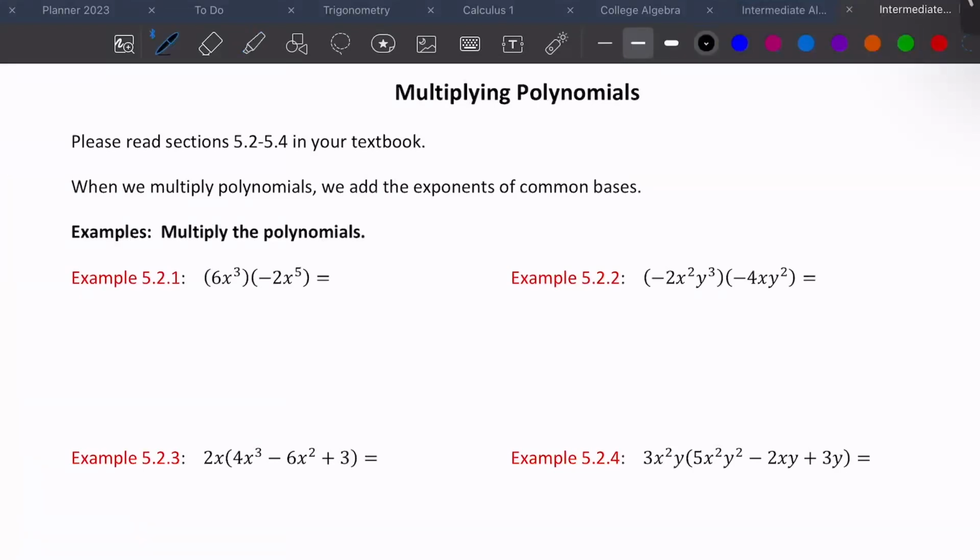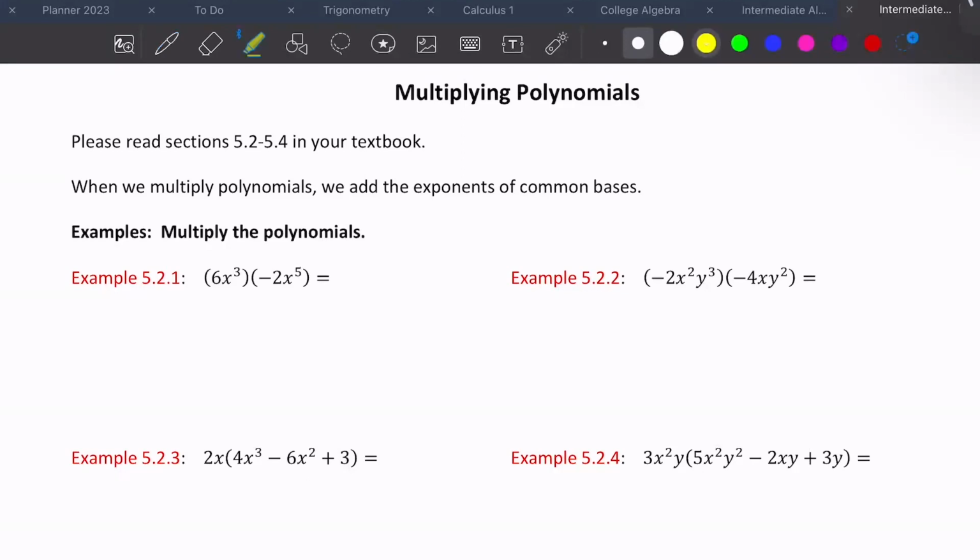All right, so this is sections 5.2 through 5.4 in your textbook, and it's all about multiplying polynomials, okay? So we just learned in the previous video about adding and subtracting. Now we're going to move to multiplying them, and we multiply them in a lot of ways. So 5.2, 5.3, and 5.4 is all about multiplying, okay?